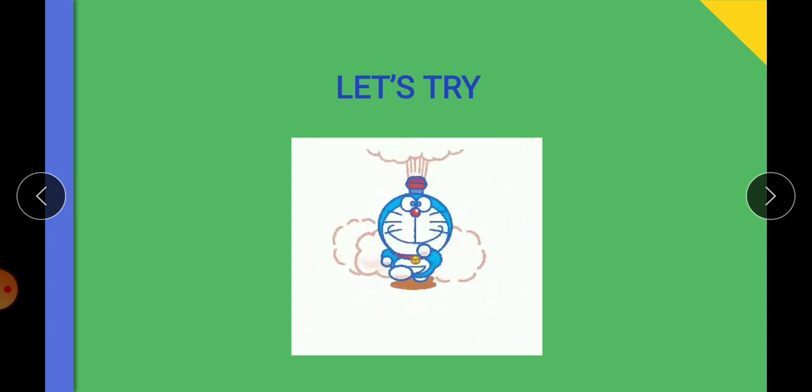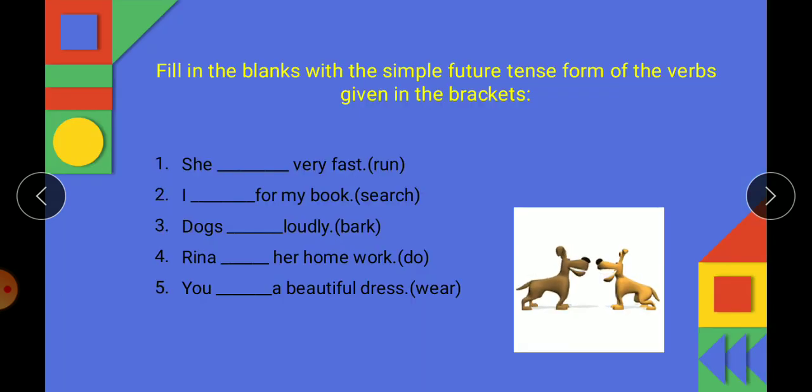Clear? Now let's try some exercise. Now you have to fill in these blanks with simple future tense. So verbs are written here, you have to fill them. And you know that in simple future tense we use which form of the verb? Root form of the verb or the first form. So she will run, right? I shall search for my book. Dogs will bark loudly. Rina will do her homework. You will wear a beautiful dress.